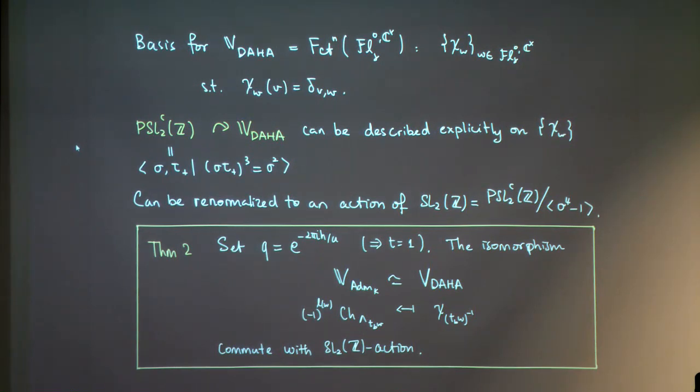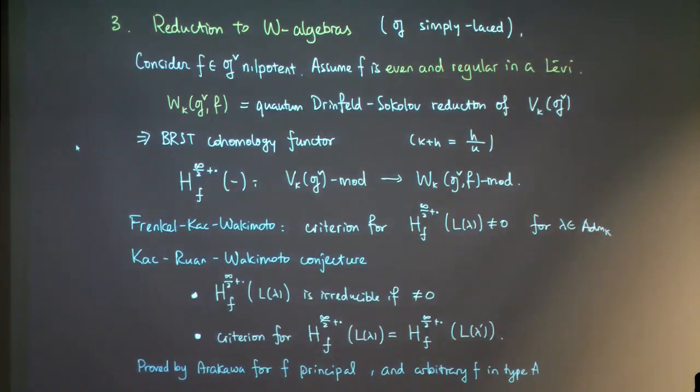Okay. Are there questions? Okay, and then I want to discuss reduction to W-algebras, but for this part, for the moment, we only look at the simply laced case. It might be natural to expect there are analogs in the non-simply laced case as well, but we didn't look into it yet. And so the relation is the following. For W-algebras, you need to take a nilpotent element, and we'll assume this element to be even and regular. Then the W-algebra which comes out will be a quantum Drinfeld-Sokolov reduction of this simple vertex algebra discussed at the beginning.